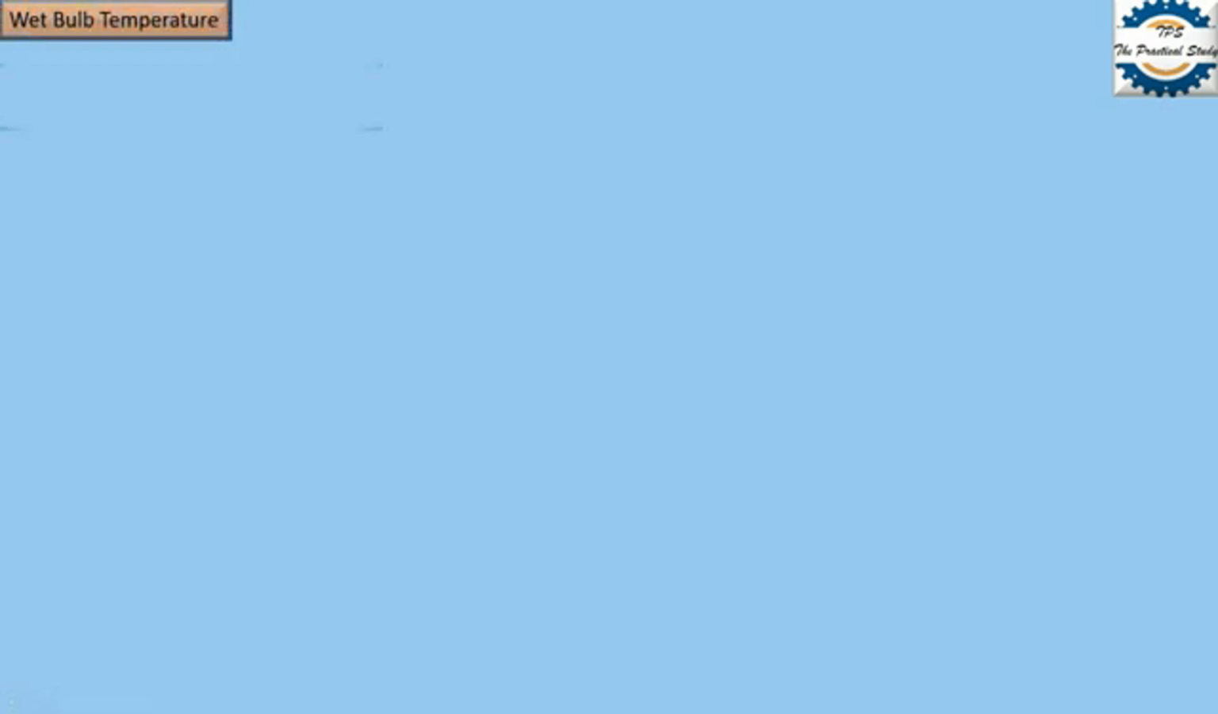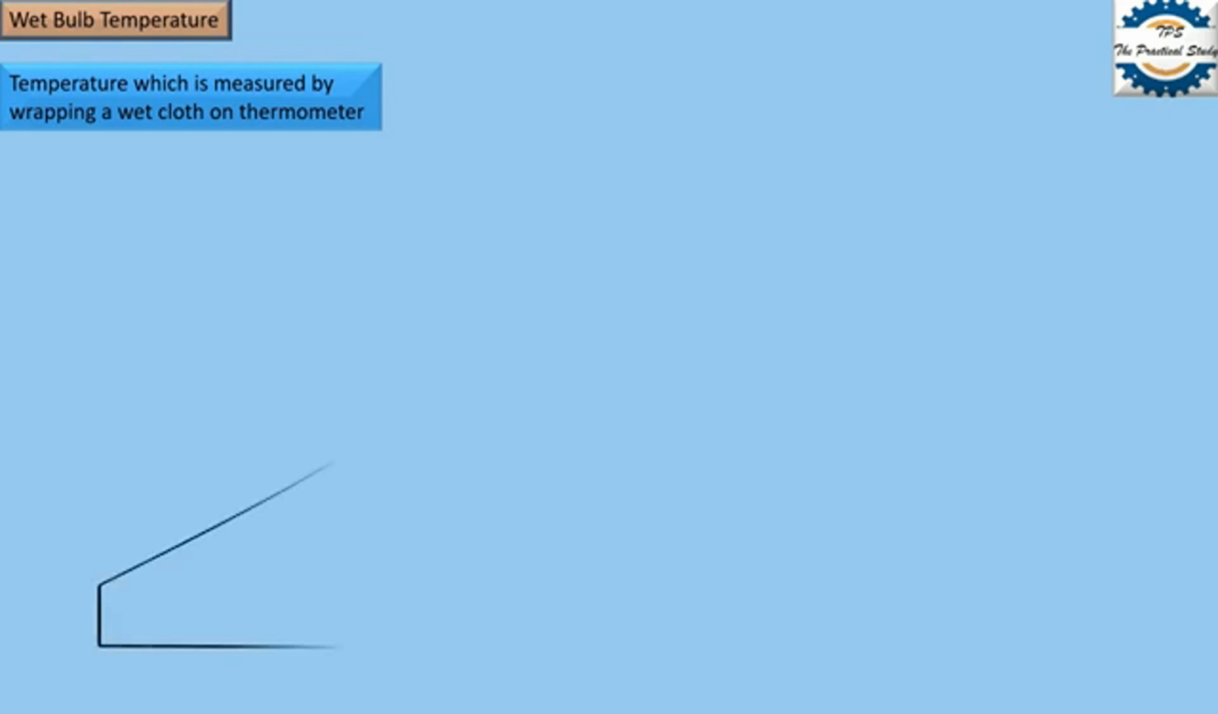Wet bulb temperature. This is the temperature which is measured by wrapping a wet cloth on a thermometer. We have already made a video on this topic. Let's find out its line position and its measuring scale on the psychrometric chart.